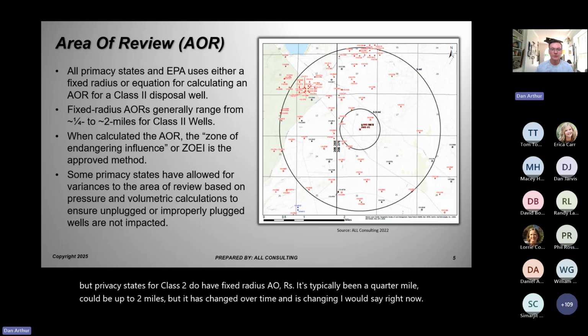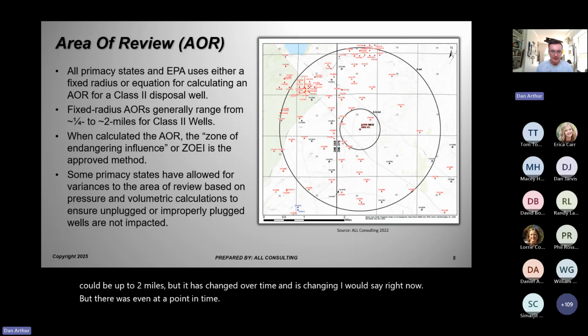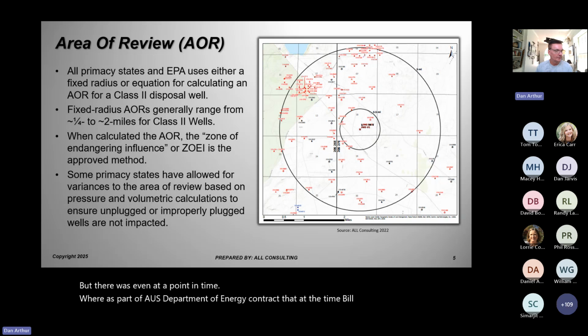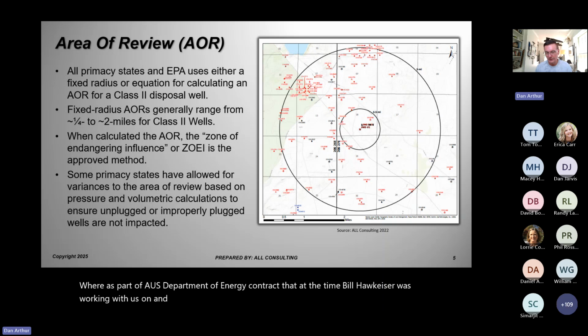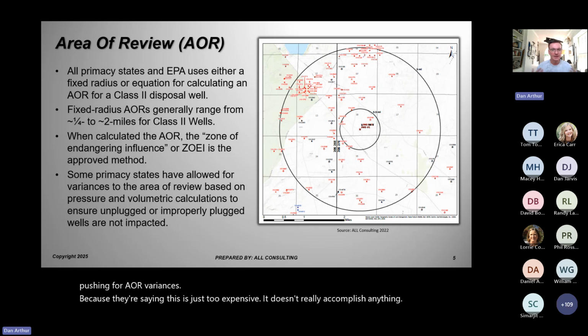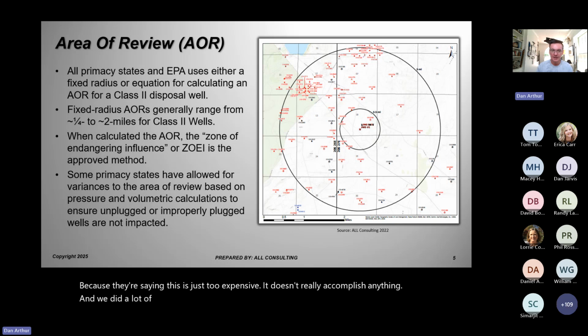But there was even a point in time where, as part of a U.S. Department of Energy contract, that at the time Bill Hawkeiser was working with us on, and he left DOE, came to work for ALL, and he's retired now. We were working with DOE, and the states and industry were pushing for AOR variances because they were saying this is just too expensive. It doesn't really accomplish anything. And we did a lot of stuff in that with RBDMS and within various states.